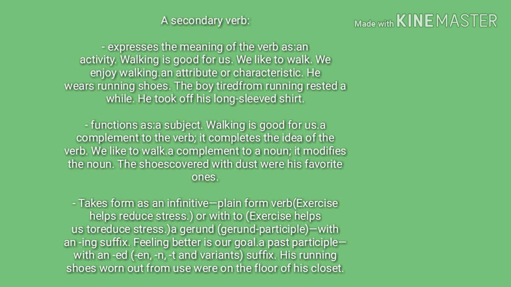Now, it functions as a subject. For example, walking is good for us, so walking is working here as a subject. A complement to the verb completes the idea of the verb. For example, we like to walk, and the verb is like, and walk here is complementing the verb like. A complement to a noun modifies the noun. It modifies the noun means it enhances the noun. For example: the shoes covered with dust were his favorite ones. So shoes covered with dust modifies the noun.